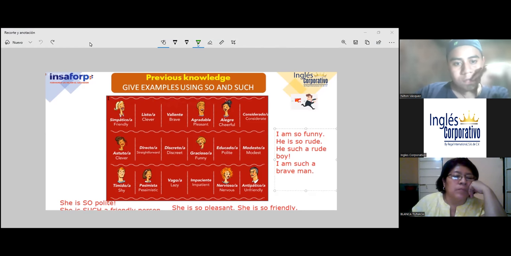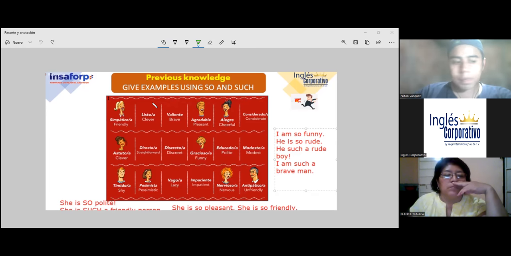Vamos a poner otro ejemplo. También veíamos el día de ayer los quantifiers. Por ejemplo, many: so many, so much. Ahí llevamos ya tres estructuras: el so con adjetivo, el such con adjetivo y sustantivo, y el so con quantifiers, sería el uso de so many, so much. We are so many students. Somos muchos estudiantes. Quantifier lo vamos a utilizar para intensificar.